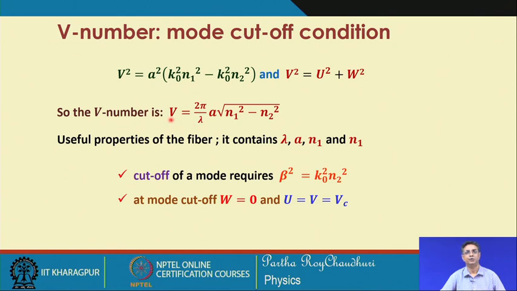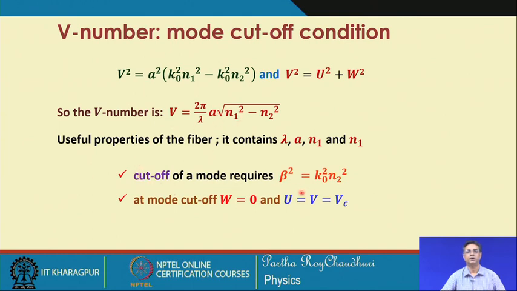Whenever we look for a fiber, we look at the V number quoted for this fiber, where at the operating wavelength the numerical aperture is given and also the core radius is mentioned. This is a very important and useful property of the fiber. So n 1, n 2, lambda, a, all are included in this number, and from here we can also look at the cutoff properties.